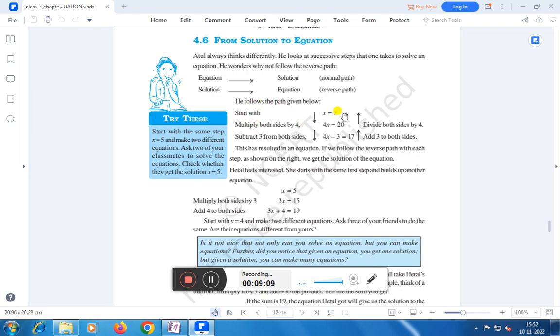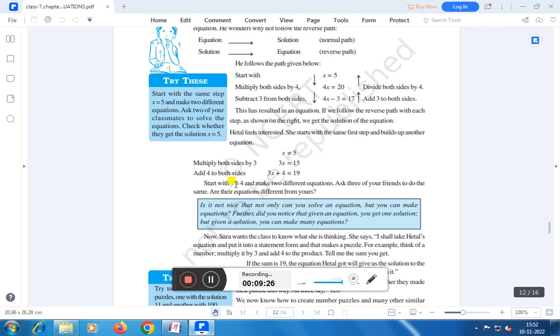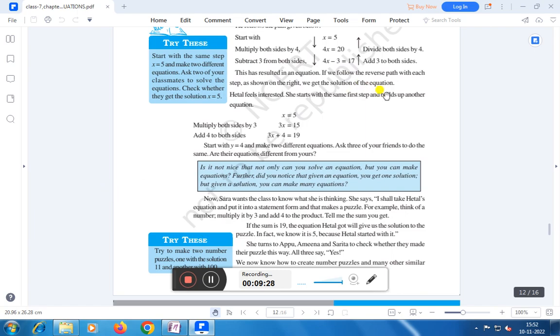We start with x equal to 5, multiply both sides by 4, 4x equal to 20, and subtract 3 from both sides, 4x minus 3 equal to 17. This is the required equation. If we follow the reverse path with each step as shown, we get the solution of the equation. Atul feels interested. She starts with the same first step and builds up another equation. X equal to 5, 3x equal to 15, add 4 on both sides, 3x plus 4 equal to 19.